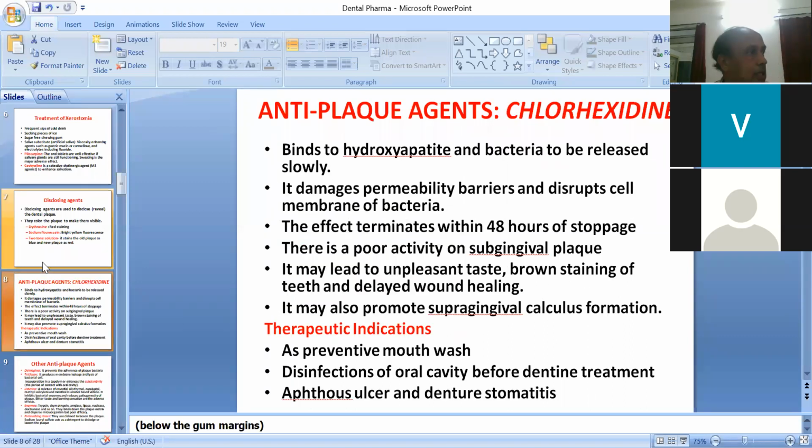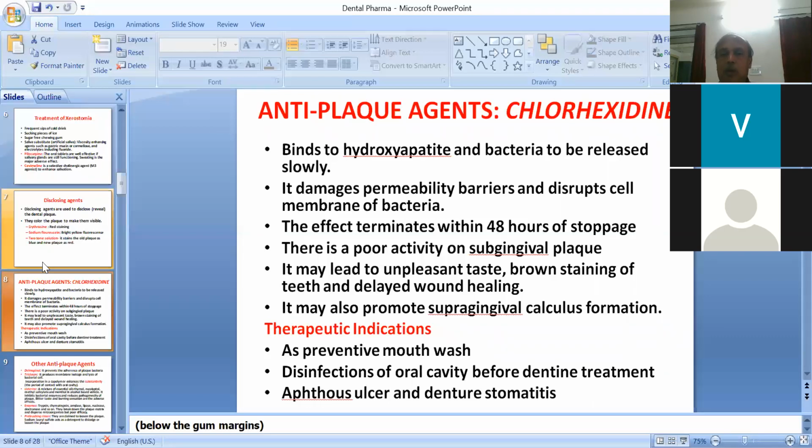Then coming to the anti-plaque. So we have diagnosed the plaque. Now coming to how to manage this, how to prevent, how to treat. So the most commonly used agent as anti-plaque is chlorhexidine. Chlorhexidine, what does it do? It binds to hydroxyapatite and bacteria and it gets released slowly. What is the role of this hydroxyapatite? We will see in some time. So it binds to hydroxyapatite and bacteria also, and it gets released slowly.